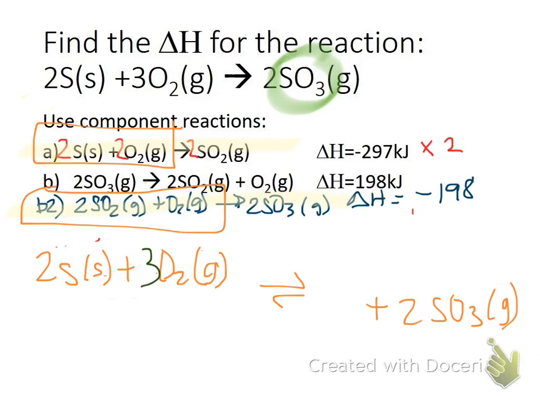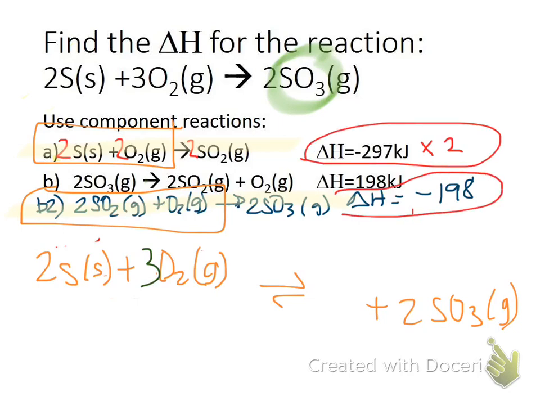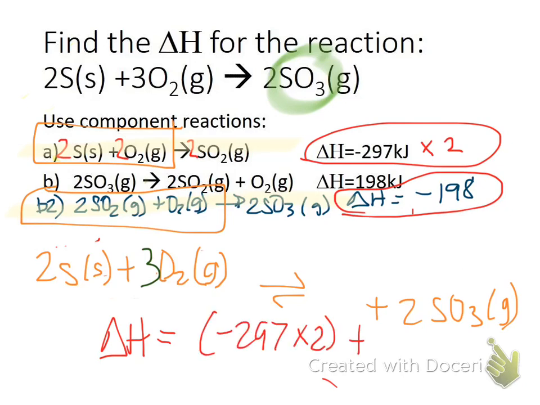But this doesn't really solve what the question is asking me to do. What is the question asking me to do? Find the delta H. To find the delta H, I need to add the two delta H's together. And these are the two that I added together. And so to find the delta H, I actually need to basically do negative 297 times 2 and add this to negative 198. When I do this, it should then give me the delta H. Go ahead and compute that, and we'll check in a minute to see how you did.